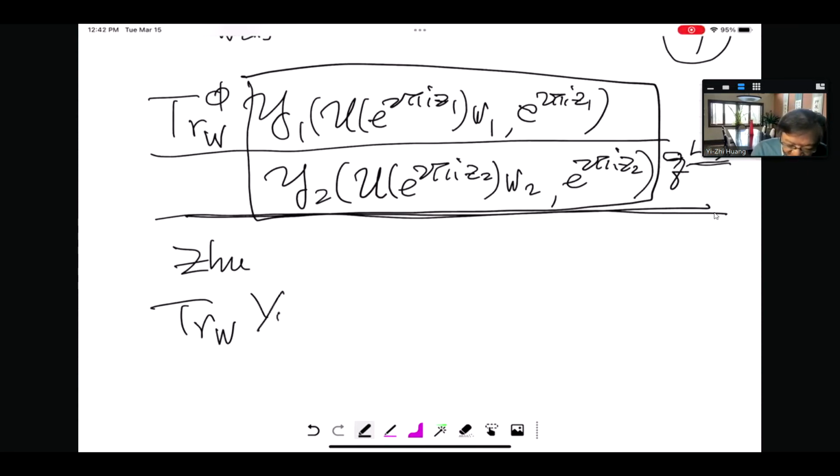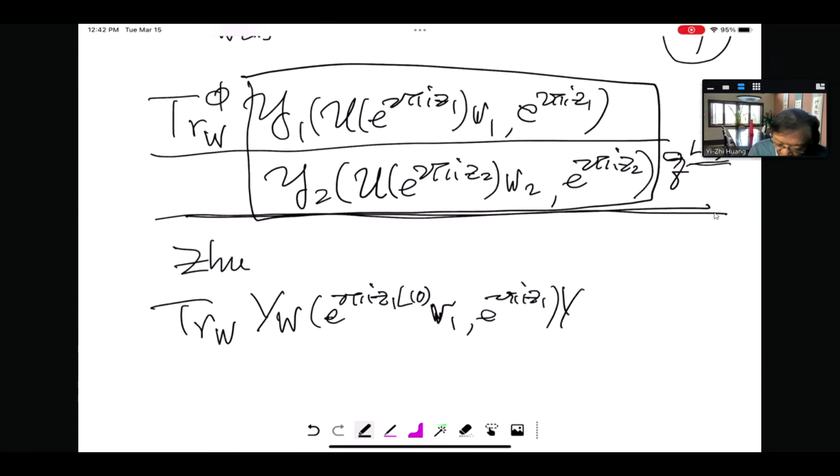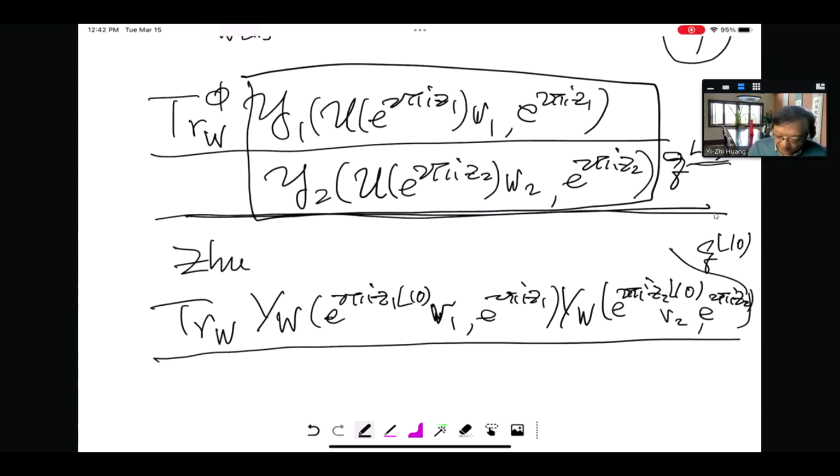So he proved this case, where the intertwining operators are nothing but, so I do have to write something here. The main thing is that he only put e to pi I c1 L0 v1, this is in the algebra, e to pi I 1 and a Y_W, e to pi I c2 L0 v2 e to pi I, and then q^L0. Okay, so he discussed only this special case.